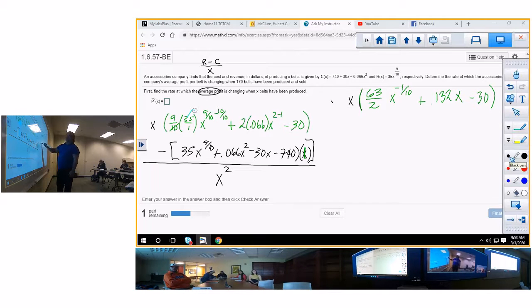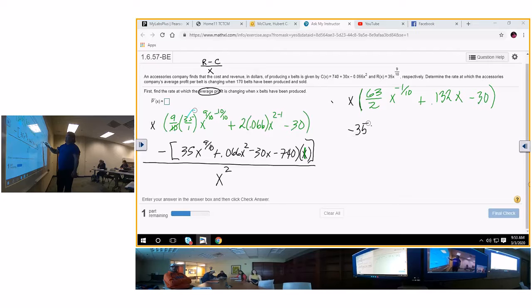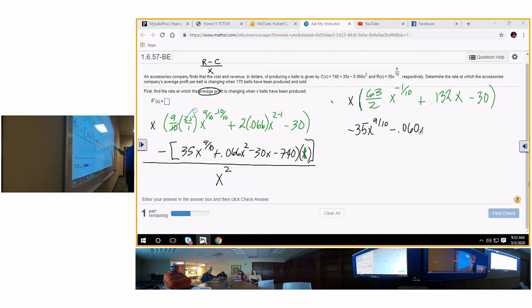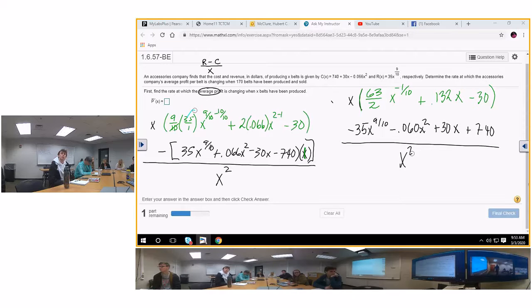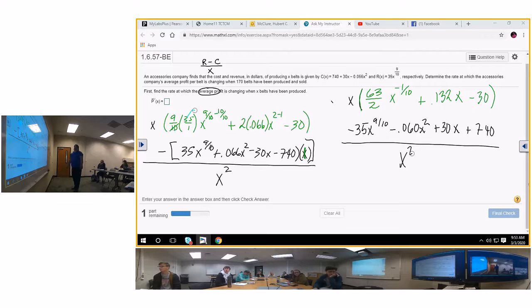That's going to be -35x to the 9/10 minus 0.066x squared plus 30x plus 740. And all that's over x squared. Shouldn't that -30 have come? No, the 740. The derivative of 30x is 30. Okay, sure.